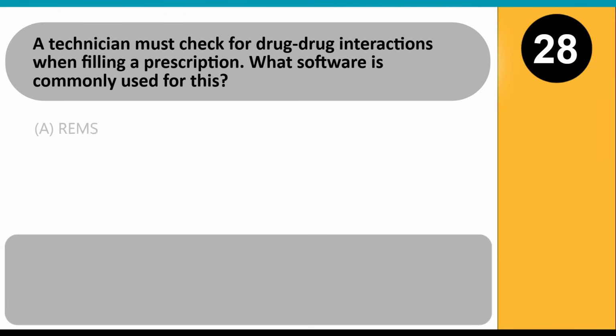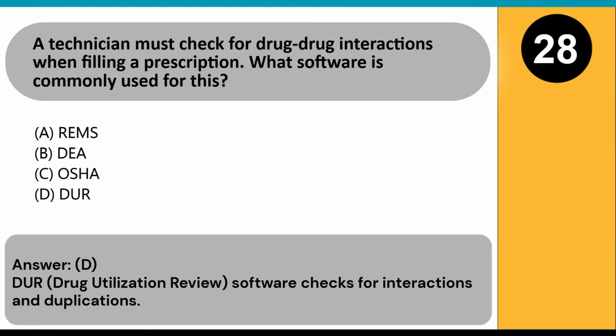A technician must check for drug-drug interactions when filling a prescription. What software is commonly used for this? A. REMS. B. DEA. C. OSHA. D. DUR. Answer: D. DUR, Drug Utilization Review, software checks for interactions and duplications.